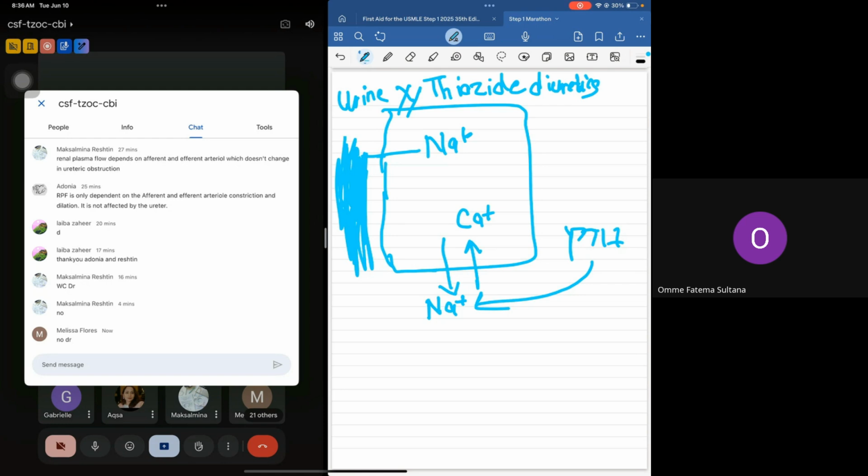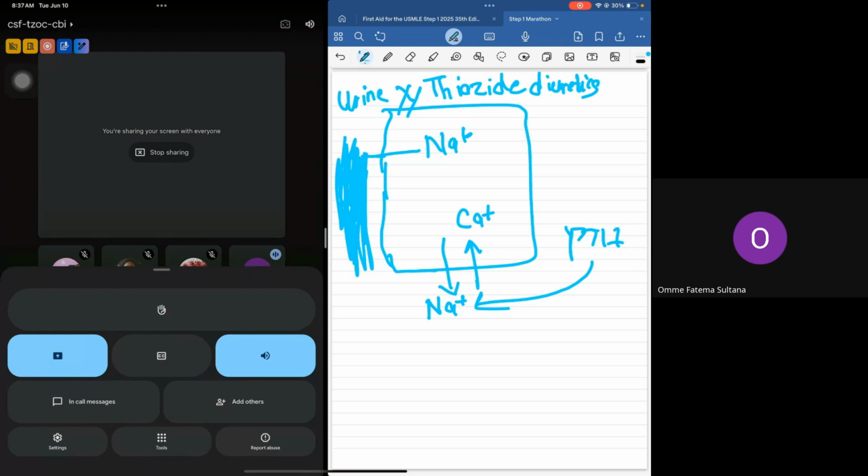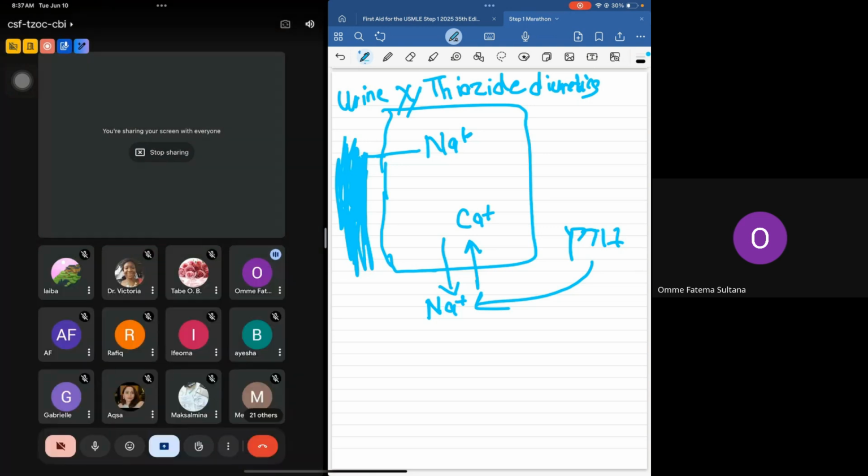Dr. Moz, I have one question. Yes. In the distal convoluted tubule, is there increased calcium? If a diuretic works in the distal convoluted tubule, then in that case, is the calcium level increased?